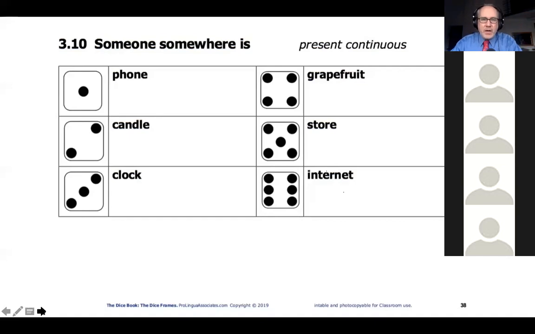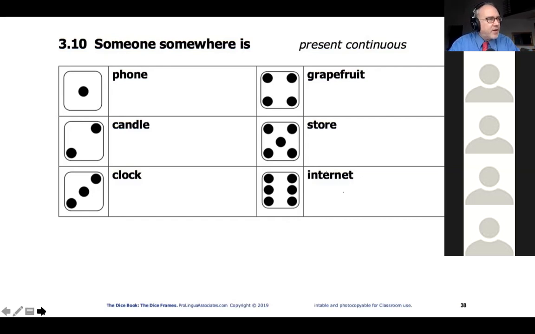So somewhere, someone is trying to talk to a grapefruit. I know that sounds silly, but it's true. Somewhere in the world, someone is talking to a grapefruit right now. Let's roll and try another one. What else is someone somewhere doing? Present continuous. The roll I get this time is a 6.